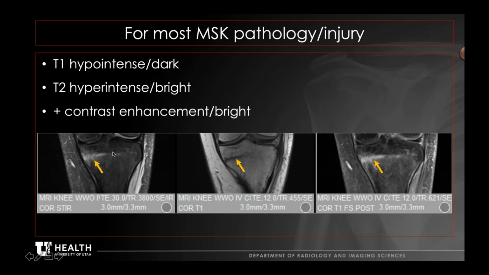So this is a fluid sensitive sequence. It's also known as a STIR. This is a T1, and then this is a post-contrast sequence. So for most pathology in MSK, you are going to have T1 hypointensity, T2 hyperintensity, and contrast enhancement. So this happens to be an insufficiency fracture in a tibia. We have our tibia here. This is a coronal sequence. And you can see that there's edema across that fracture line.